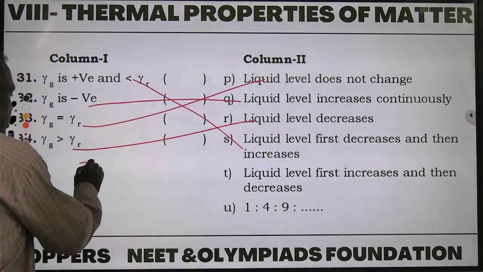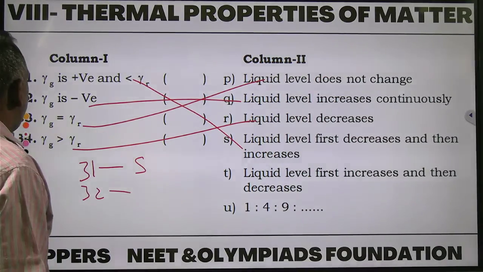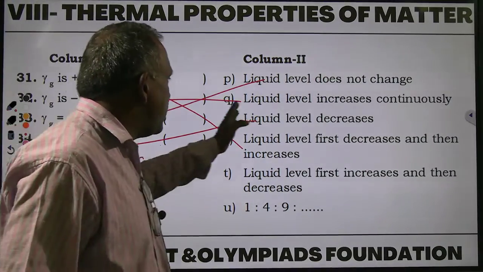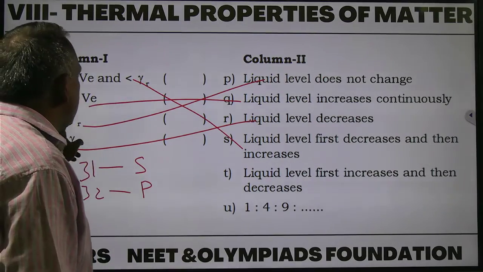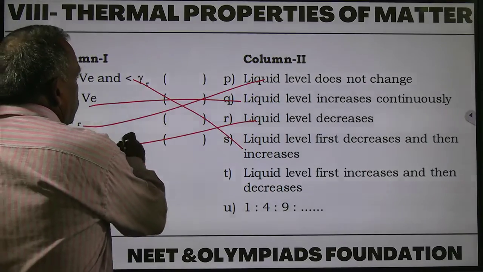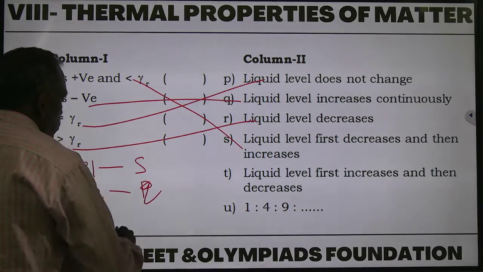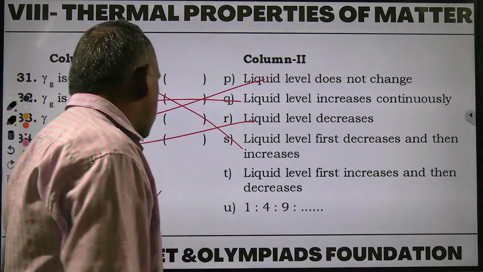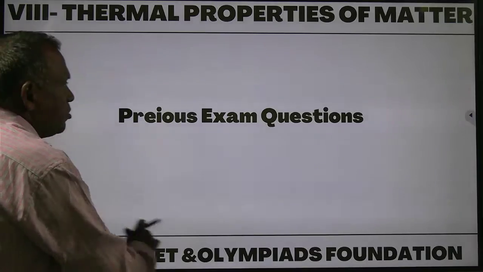So here the 31 option yes, and 32, that is option P. Like that you have to match. 33, that is option P. 32 is P, 33 is... you have to be careful. 32 is not P, it is Q. Okay, so Q you have to take. So accordingly you have to match. So that is matrix match type. Here only single matching is there. Sometimes more than one correct answer will also be there.